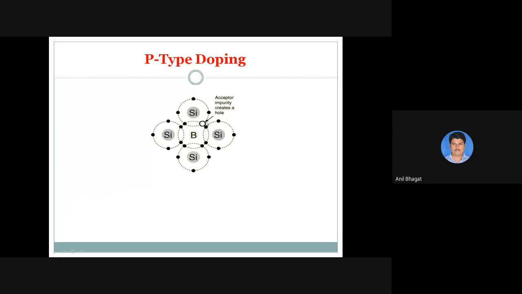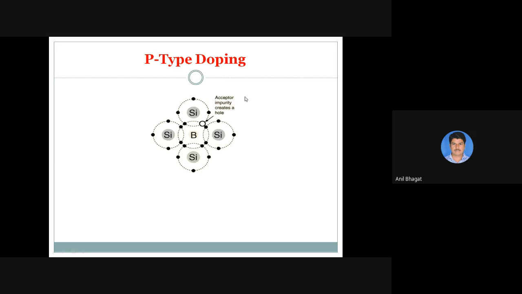So now, as we know, boron has only 3 electrons in the outermost shell, and it accepts 1 electron from the neighboring atom, and then a vacancy is available. This vacancy is nothing but the hole. You know that the major charge carriers are the holes, and this hole is formed by the boron atom, right?